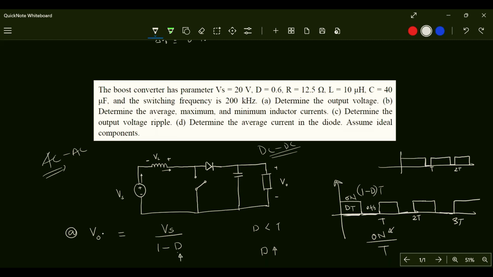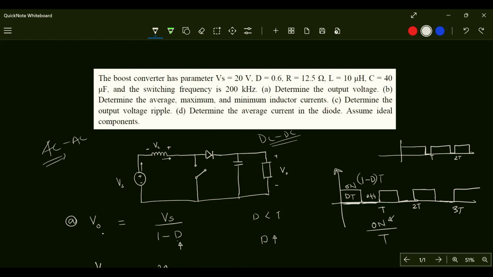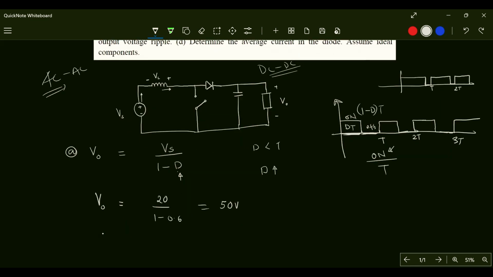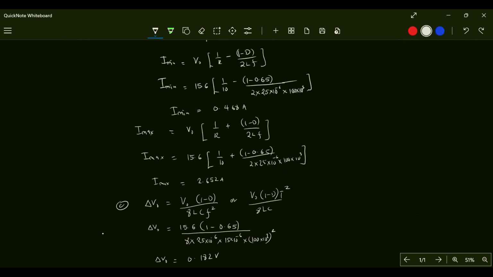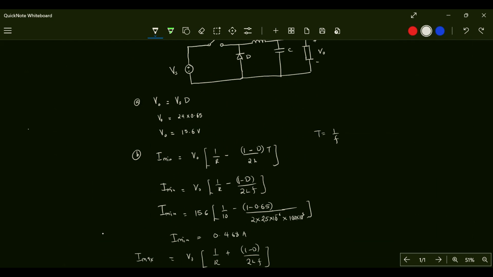All right, so that's the first part of the question, which is part A. And then part B: the average, maximum, and minimum inductor current. First of all, I'll come back and do the average, but let me just focus on I min and I max. So I max is given by, now this is the boost converter. Remember, initially we had looked at a buck converter. How did we calculate I max?